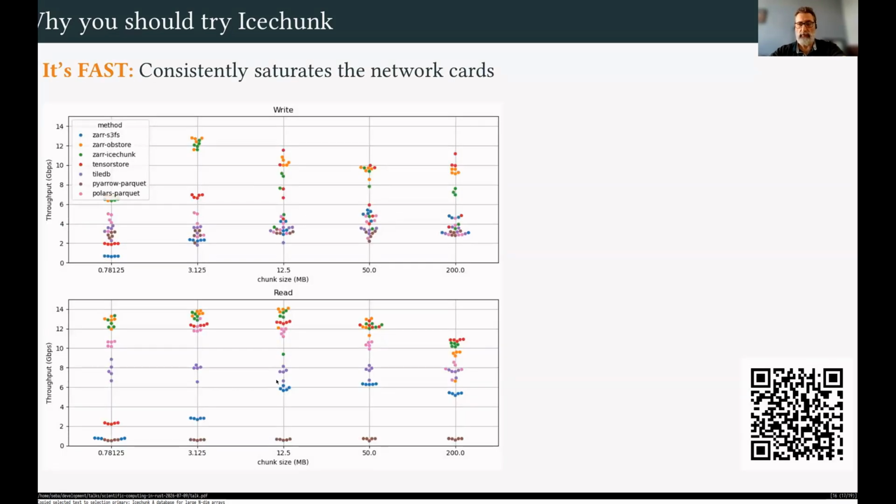Also, Icechunk is very fast. We built and designed it to be the fastest way to access this binary data in arrays, and it consistently can saturate the network cards that you're using at any size. Since there are no services and no servers, you just talk to your object store directly, so it scales with the power of your object store. You can have hundreds or thousands of machines reading from the same data set, so you can really saturate many network interfaces.